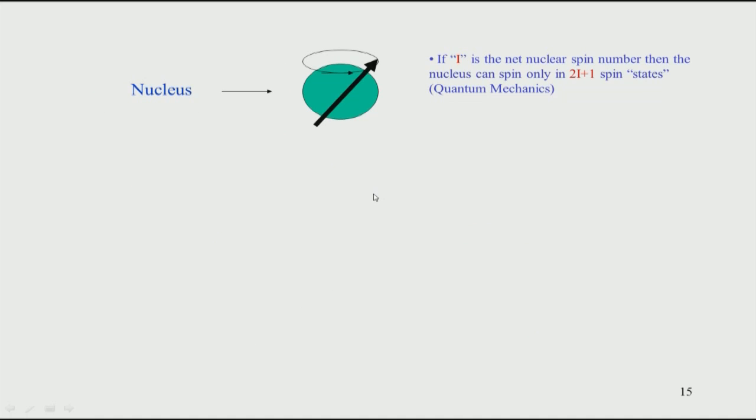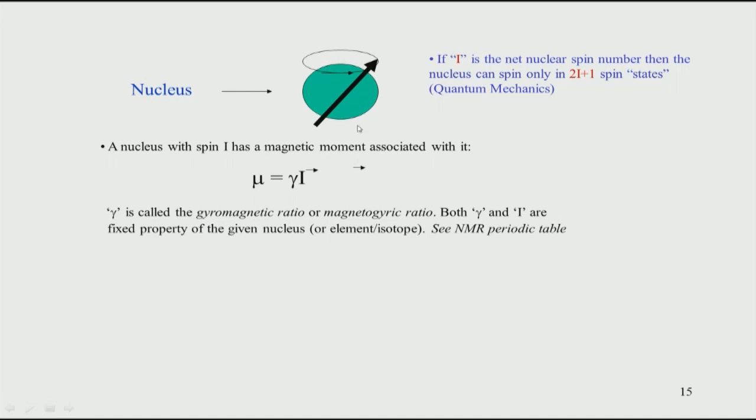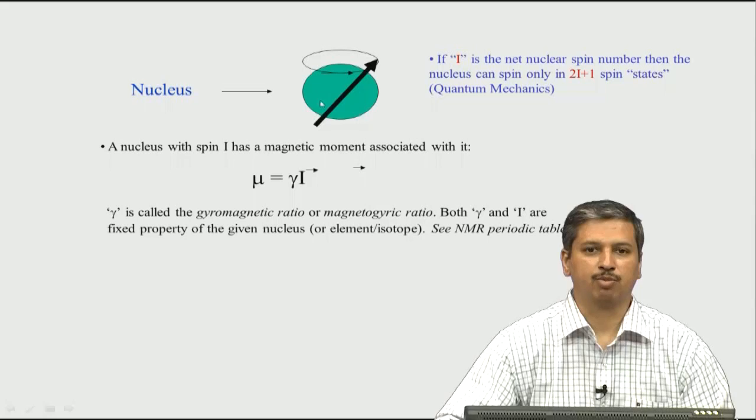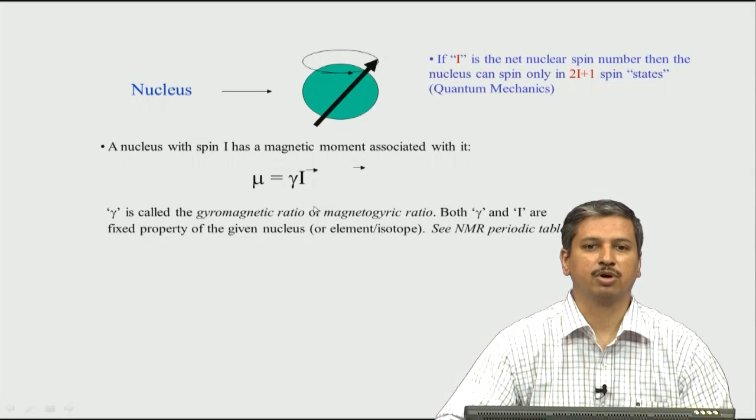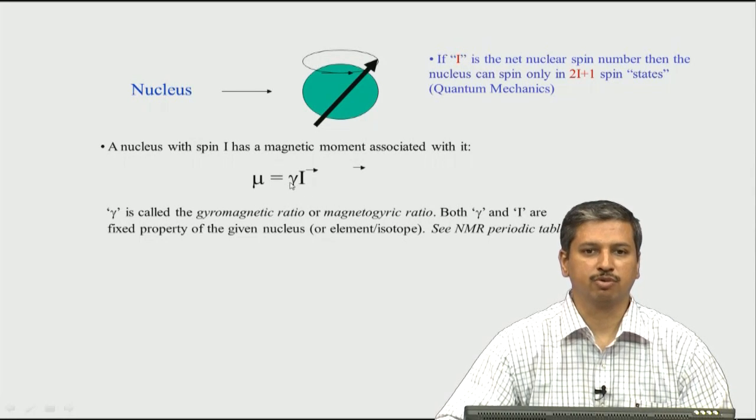So, if you look at a nucleus which has a magnetic dipole moment, which I mentioned because of its charge and spin, that magnetic dipole moment is denoted like this: it is equal to gamma into I. Gamma is basically a constant for a particular type of nucleus, known as the gyromagnetic ratio, a very important parameter which is useful for understanding NMR.